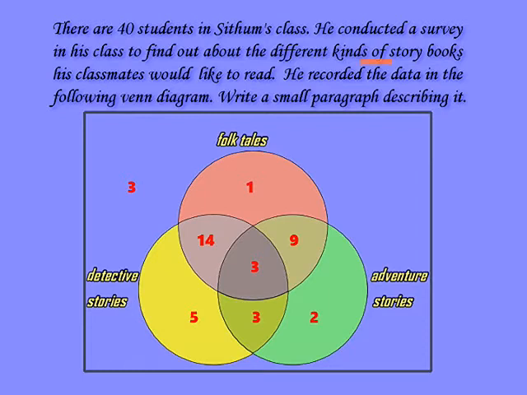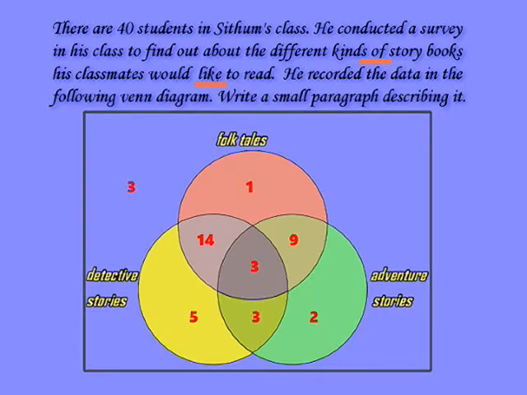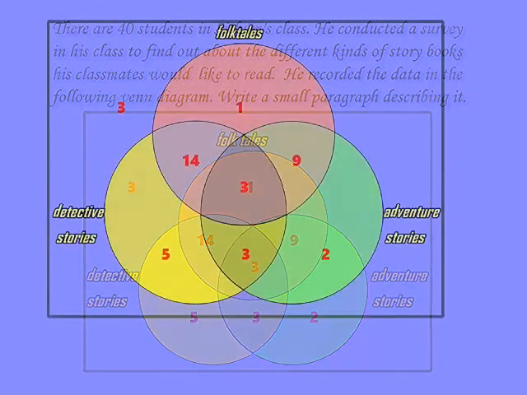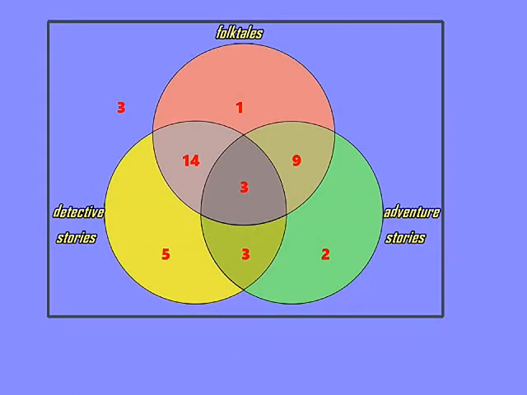Look at the underlined phrases in the question. Kinds of storybooks, like to read. These phrases will help you when you describe the Venn diagram. Shall we start? This yellow set shows the students who like detective stories, and the orange set shows the students who like to read folk tales, and the green set is for students who like adventure stories.